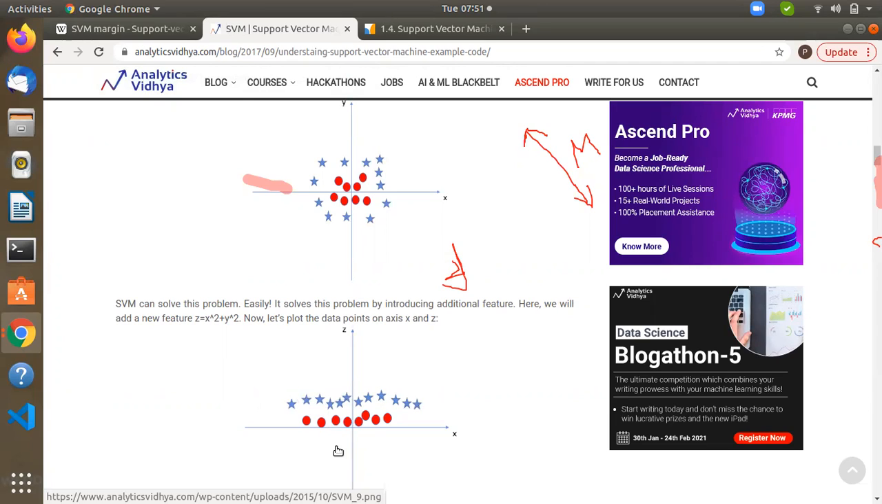We can easily classify this with the help of a linear model, a linear separable line or hyperplane. So converting the 2D models into 3D models is the main function of SVM kernels.